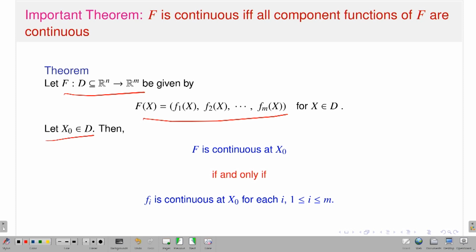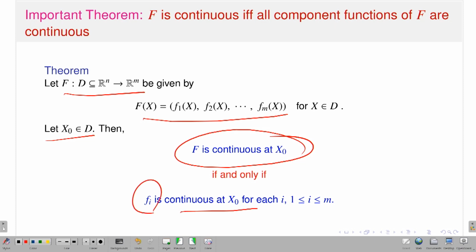Now, if I take a point x naught in D, then f is continuous at x naught if and only if each of the component functions is continuous at x naught, for each i between 1 up to m. Okay. So, that is very nice actually.